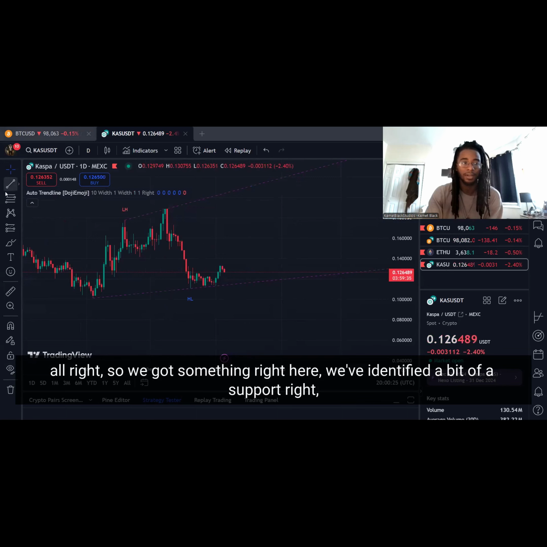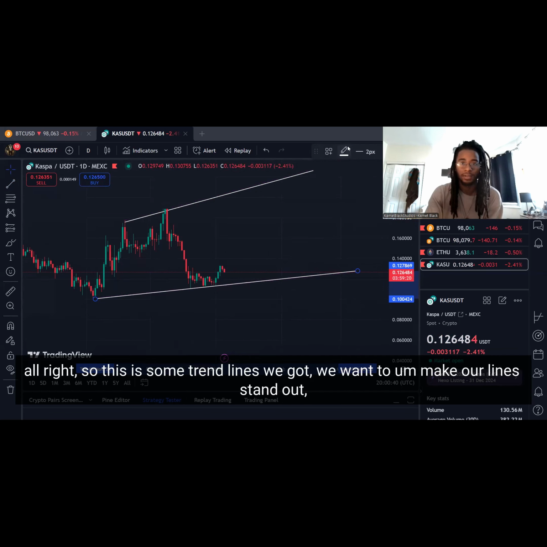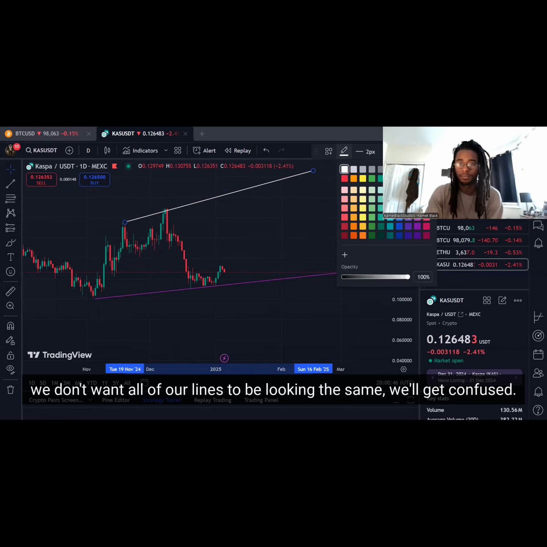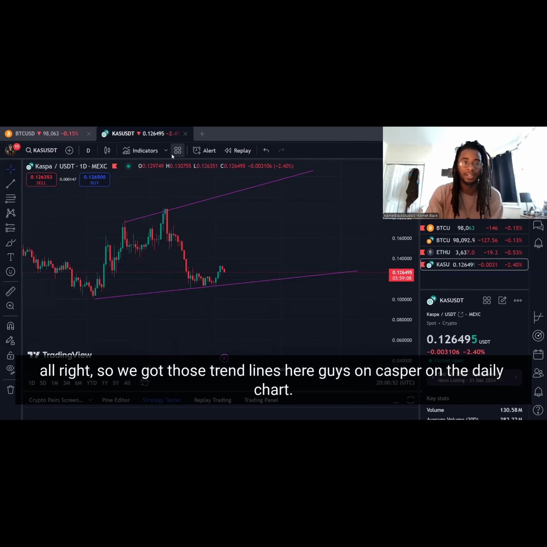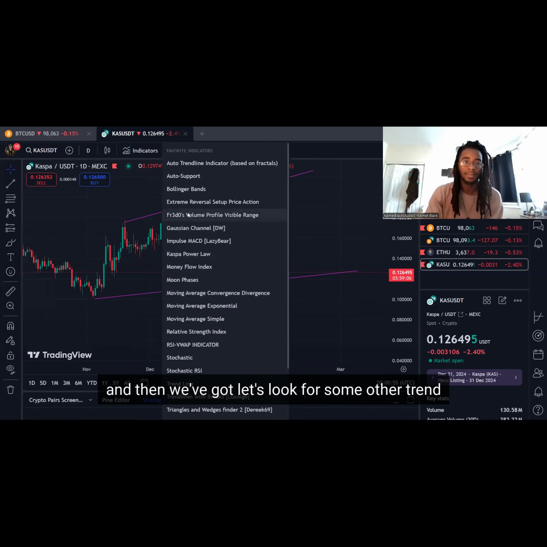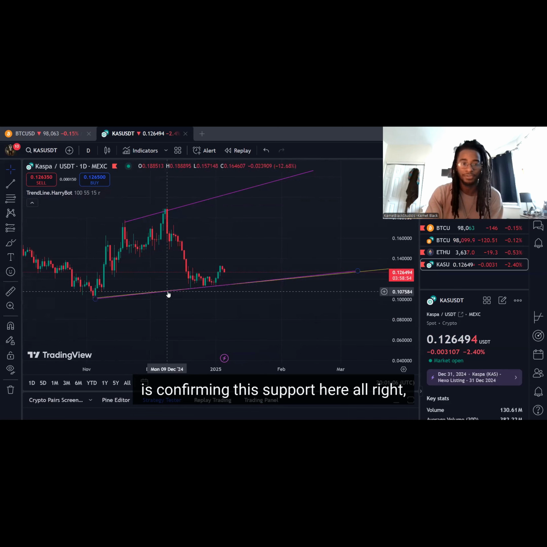All right, so we got something right here. We've identified a bit of a support, I mean a resistance, and then we got a support down here, right? All right, so this is some trend lines we got. We want to make our lines stand out. We don't want all of our lines to be looking the same. We'll get confused. All right, so we got those trend lines here, guys, on Kaspa, on the daily chart. And then let's look for some other trend lines. Okay, we got another trend line, but that one is just confirming the support here.